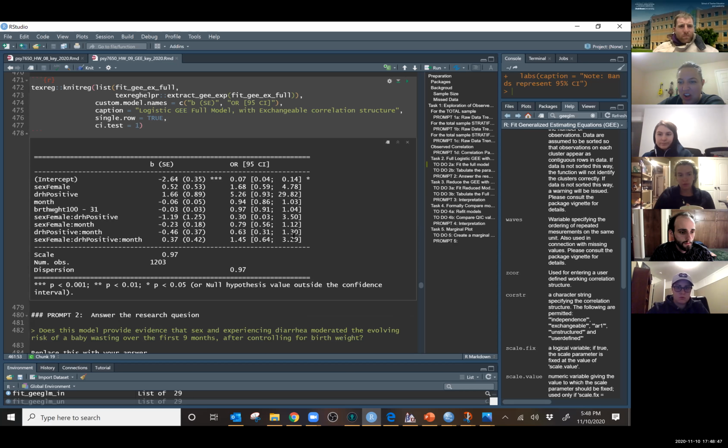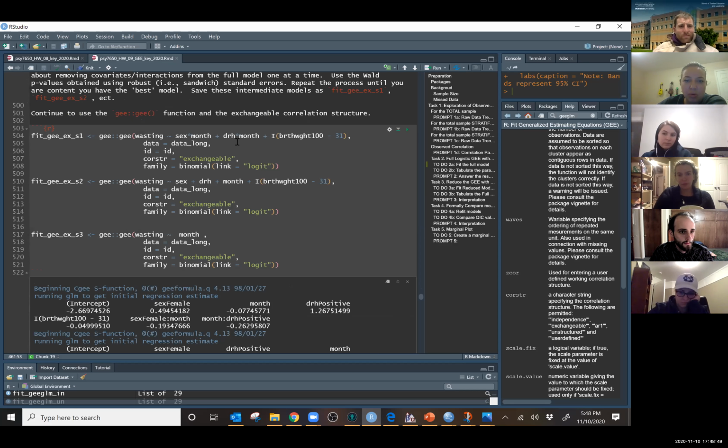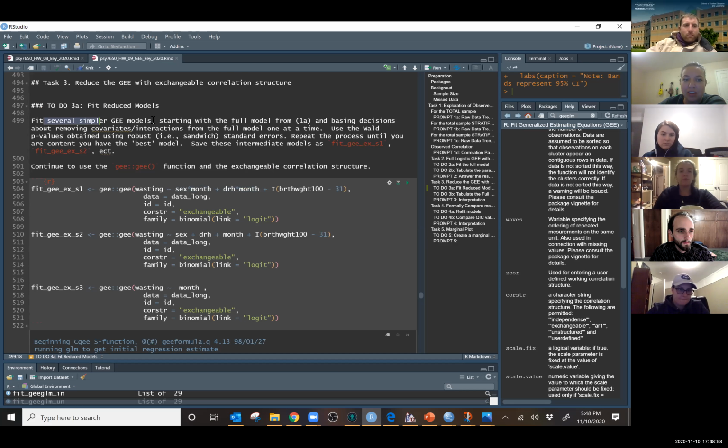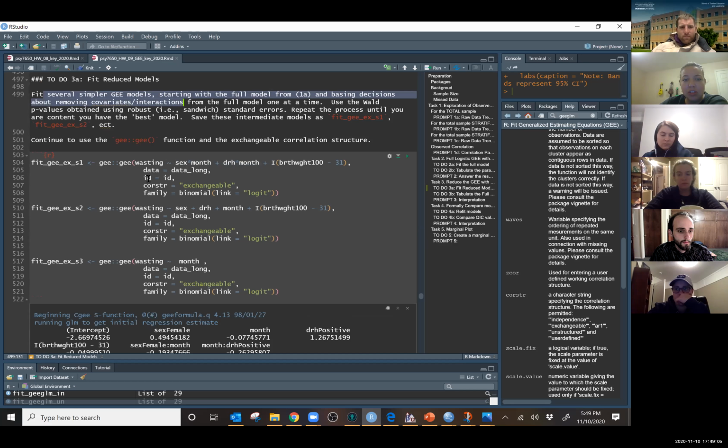Not going on, no. So the next thing you're supposed to do is fit more and more reduced models: fit several simpler models by removing covariates and interactions from the full model. The number of models you fit is up to you. This is using the GEE function. Here I told you to use exchangeable because that's as good as any for this data set. If you choose to do other ones, that's fine, but you don't really need to here.